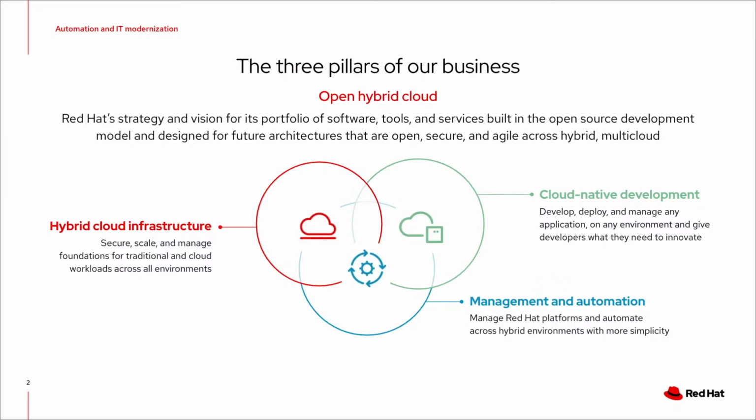fits. From a Red Hat perspective, we have divided our portfolio into these three pillars. We have hybrid cloud infrastructure. So this is everything on the public and private clouds, bare metal servers, virtualized infrastructure.